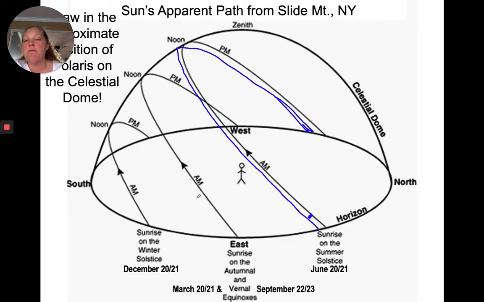And then every day after that, the sun's path will get lower and lower in the sky until December 20th or 21st, which is the winter solstice. And the sun's going to rise south of east, hit solar noon in the southern sky, and set south of west. And that's going to be the shortest amount of daylight of the year.